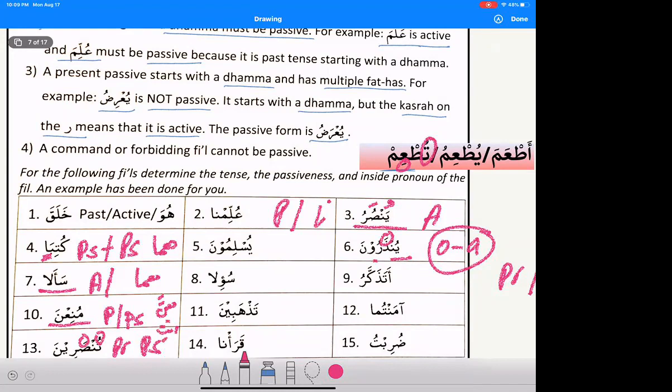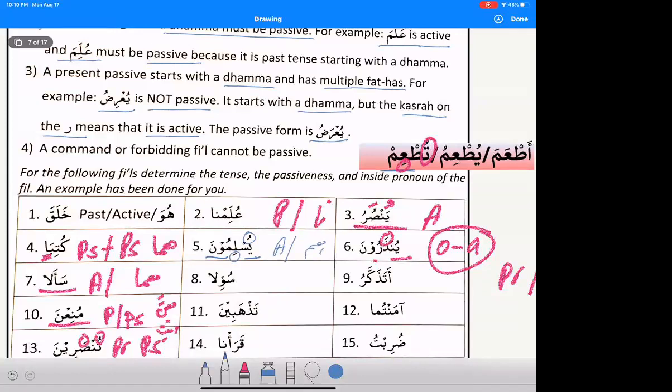Okay, now yuslimuna. This is present tense, obviously. The beginning and ending are telling us. Now we need to look at the sounds. So we have a u sound. What else? An a sound, and then an e sound. The e sound is there. So is this passive or active? Active. It's not passive. Okay, this is active. And the fa'il is hum.